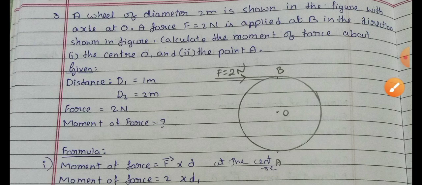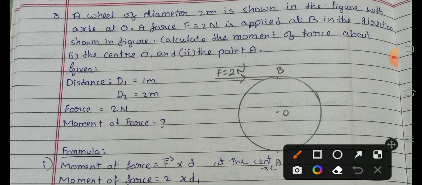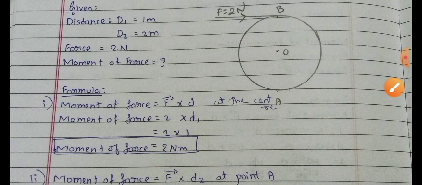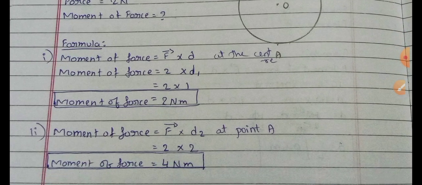Now, what they have given: distances D1, D2, and this diameter is 2 meter. If you are finding the moment of force at point A, the distance will be 2 meter. But if you are finding it for B from O, that will be 1 meter. So D1 equals 1 meter, D2 is 2 meter. Force is 2 Newton for both. Now apply the formula for moment of force: D1 is 1 and force is 2 Newton. 2 into 1 you will get 2 Newton meter, the moment of force at B.